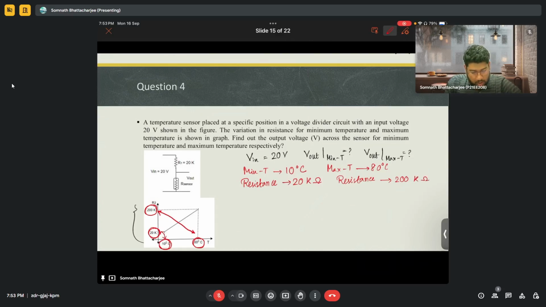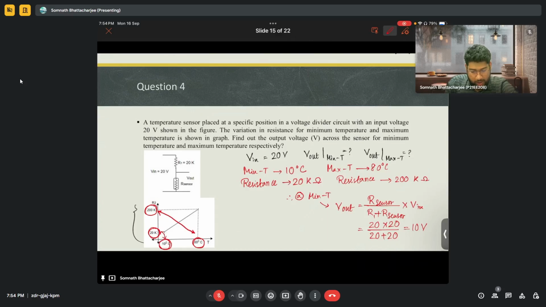Okay, so how to calculate the values, right? At the minimum temperature, V output will be nothing but the resistance of the sensor divided by R1 plus R of the sensor, multiplied by V in. The value will be 20 cross 20 by 20 plus 20, that is nothing but 400 by 40, so that is nothing but 10 volts.